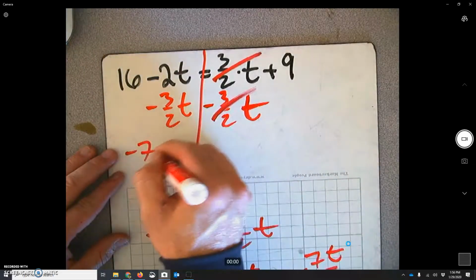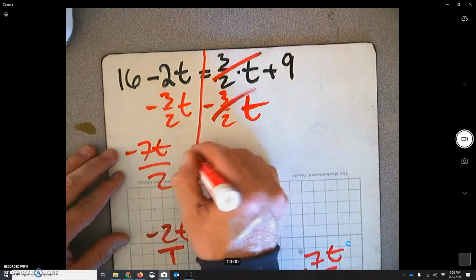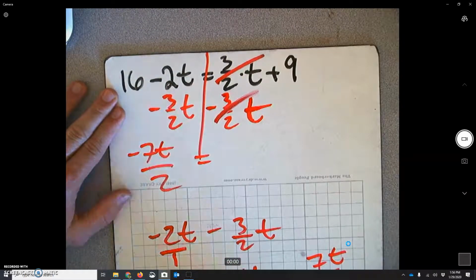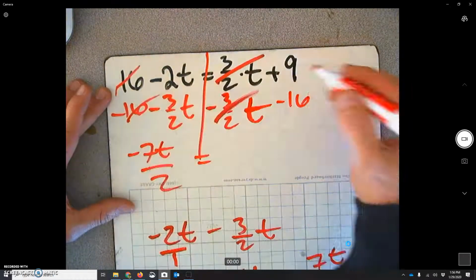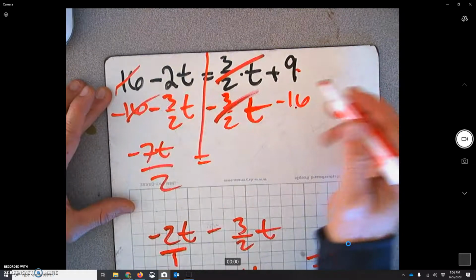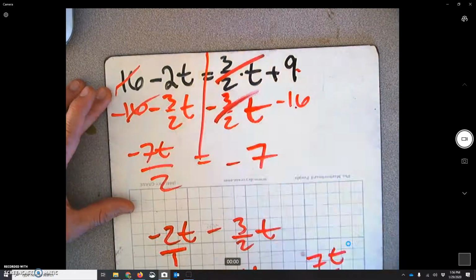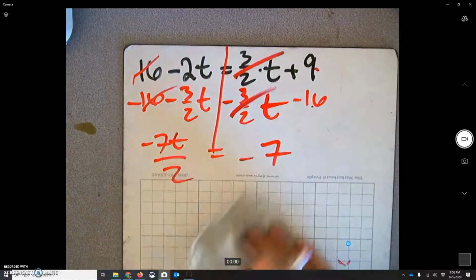Negative 7t over 2 is equal to, we're subtracting 16 from both sides. So that crosses off. 9 minus 16 is equal to negative 7. Erase some work from down here.